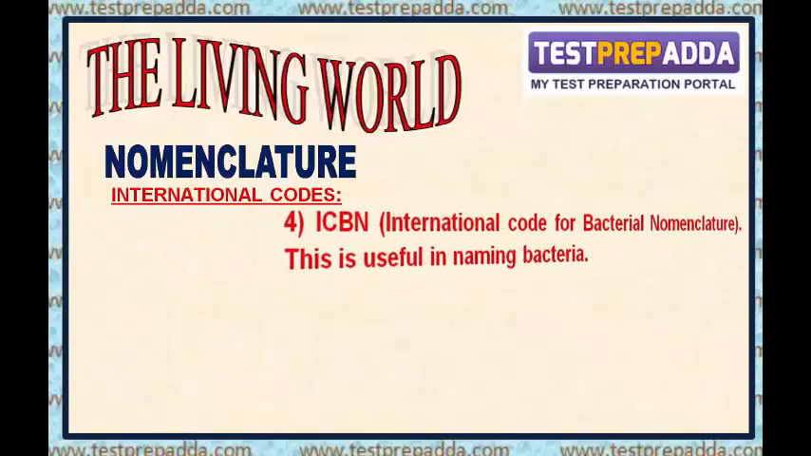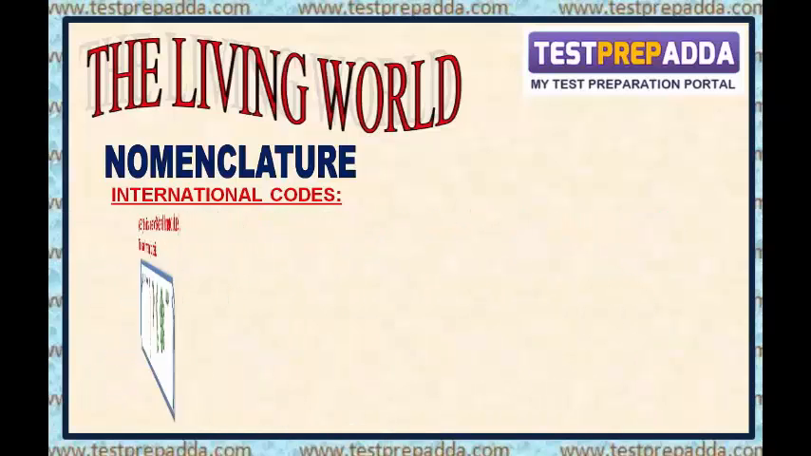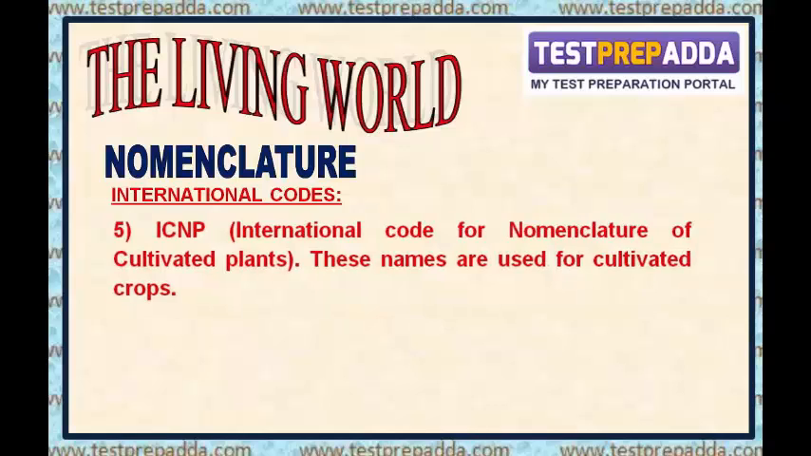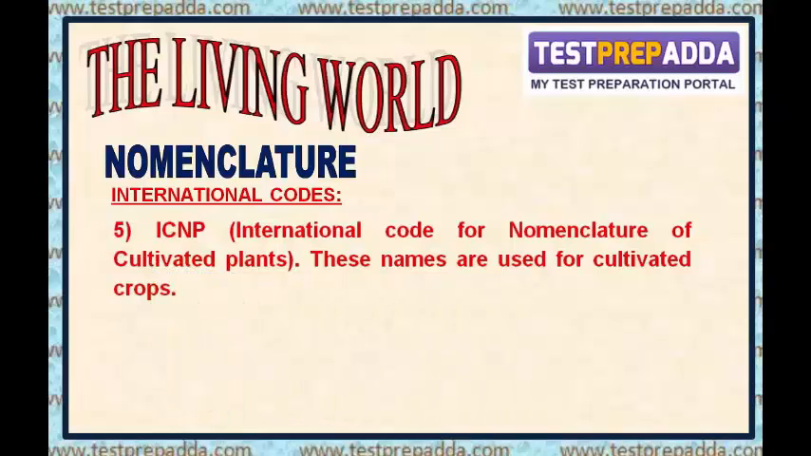Number 4, ICNB. International Code for Bacterial Nomenclature. This is useful for naming bacteria. Number 5, ICNCP. It means International Code for Nomenclature for Cultivated Plants. These names are useful for cultivated crops. These scientific names ensure that each organism has only one name.